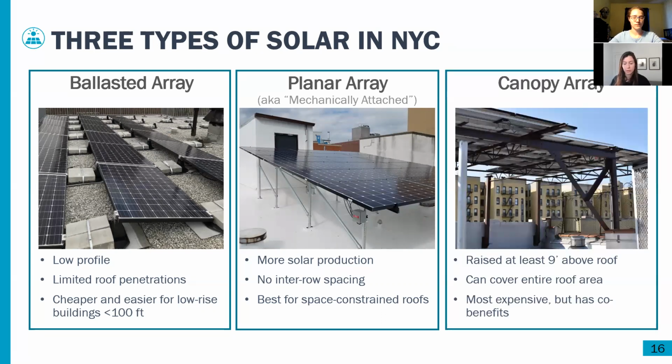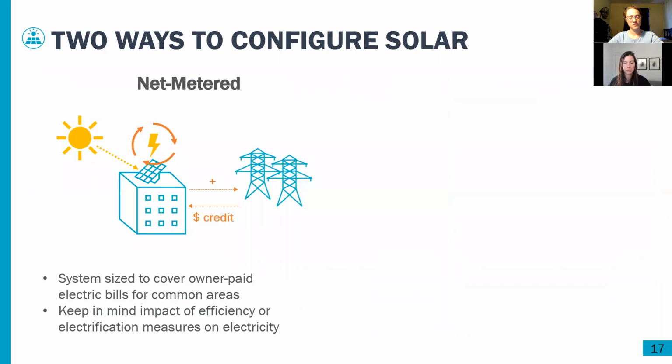The third type of solar array is a canopy system, and this gets raised at least 9 feet above the roof. Because of that, it can go over, in most cases, fire paths, and can really maximize the amount of solar on the roof. It tends to be the most expensive because of all the structure and labor required, but it has a lot of co-benefits. It can allow for tenant space underneath or roof access. And like I said, it can maximize solar. So depending on the roof and the building, there's lots of different options for solar installation.